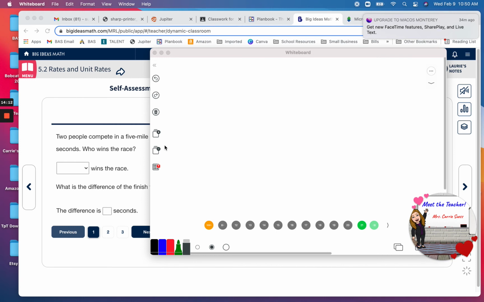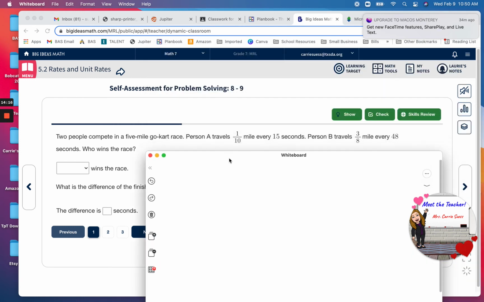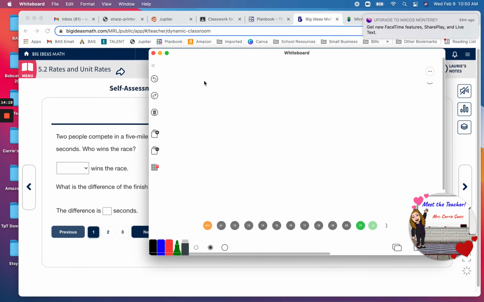Okay, 7th grade, here's number 8. So, we found out a person travels 1/10 of a mile every 15 seconds. We set that as a rate, and we found the unit rate, right? Which was what? 1 over 150? Very good. The other one was 3/8 over 48, right?